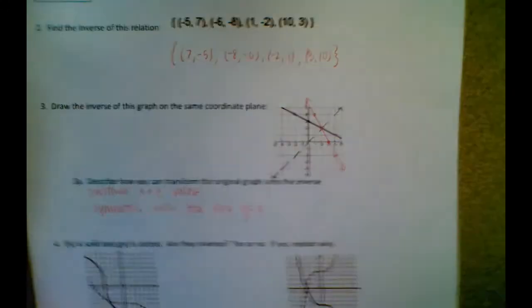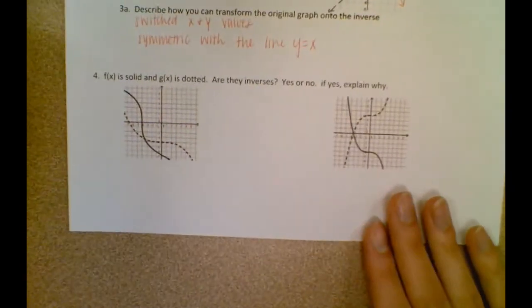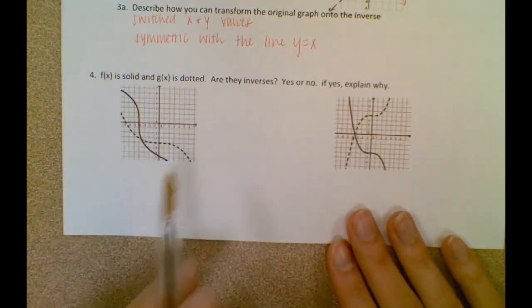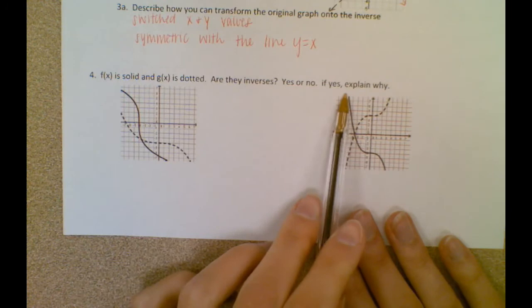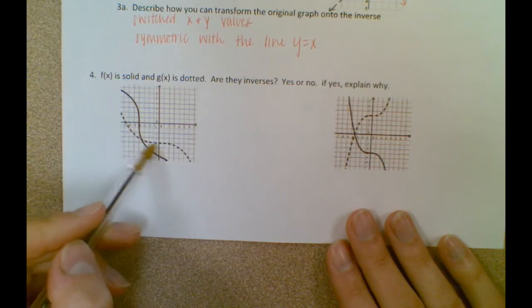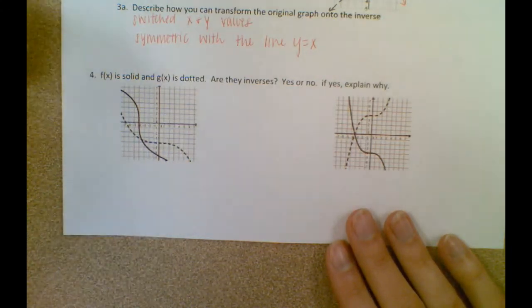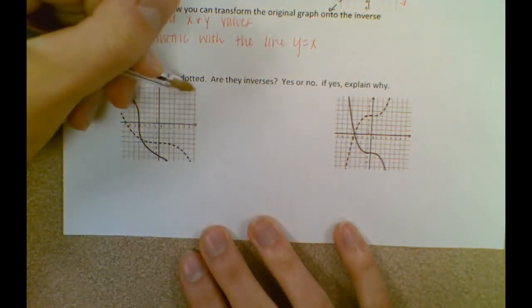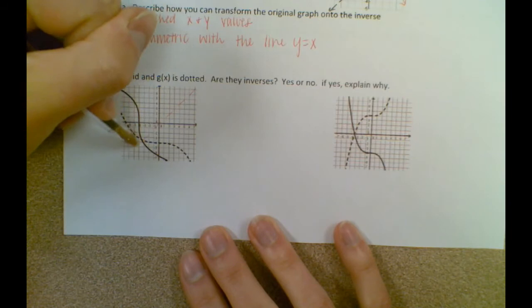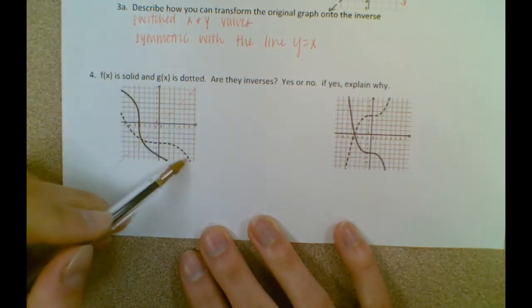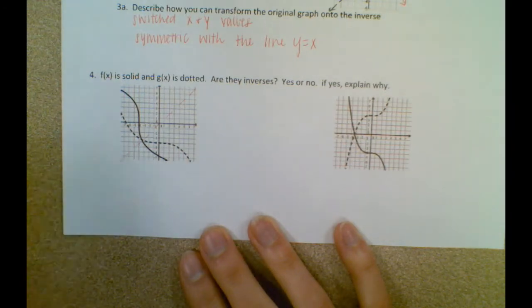Okay? All right, number 4. F of x is solid and g of x is dotted. Are they inverses? Yes or no? If yes, explain why. So looking right here, f of x, and this is g of x. So let's just look at a few of their coordinate points, or we can look to see if it's symmetric with the line y equals x. So I'm going to draw the line y equals x in here. And it looks like this piece is reflected right here, and it looks like this piece is symmetric right here too. But let's look at a couple coordinate points.